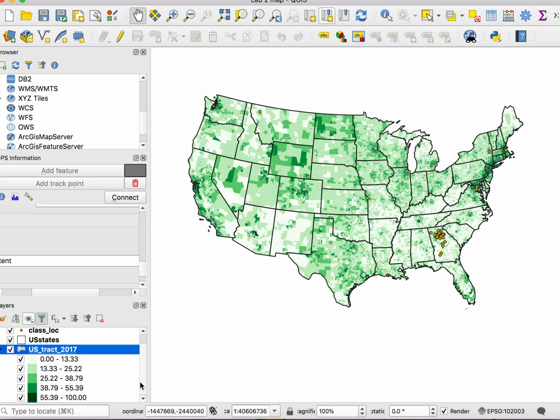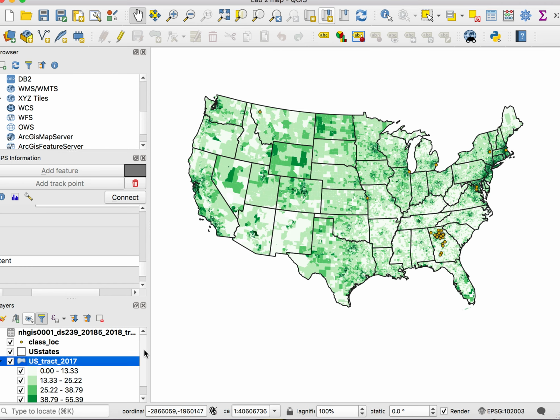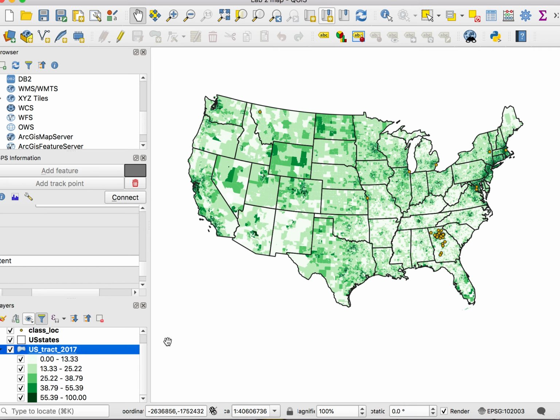This is opposed to equal interval classification, where in some parts of the map I would have had 0% of information there because of the way the data falls. So if I just break the data naturally, it creates a much more even-toned looking map.